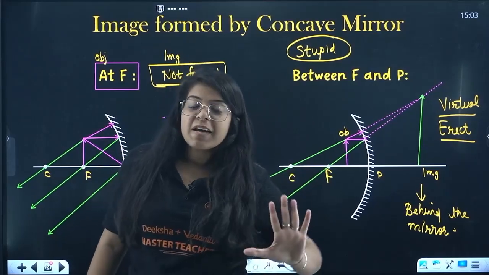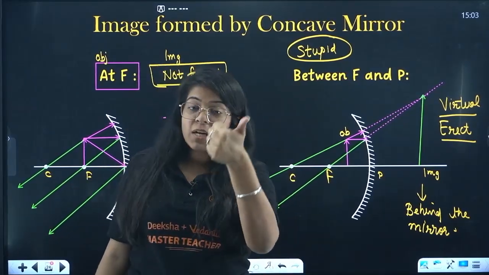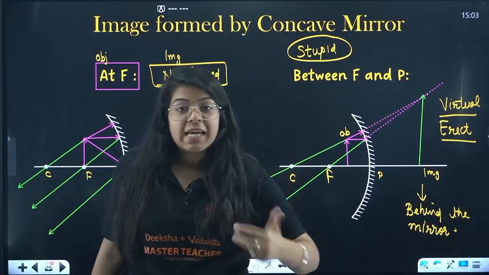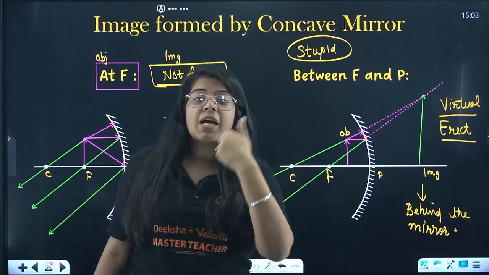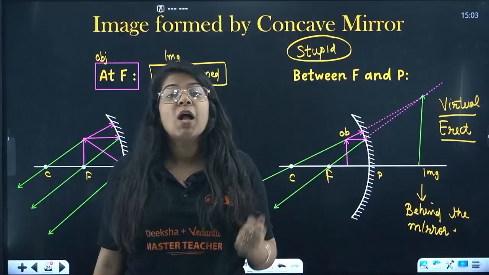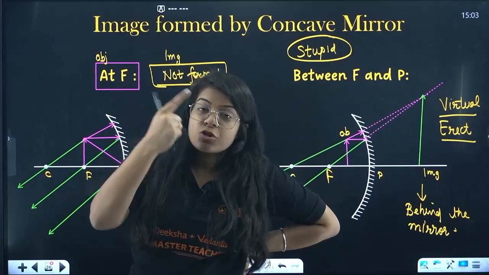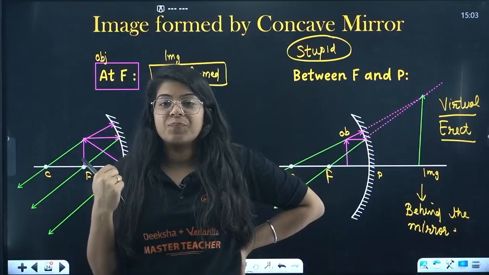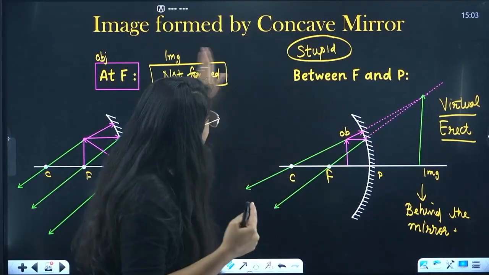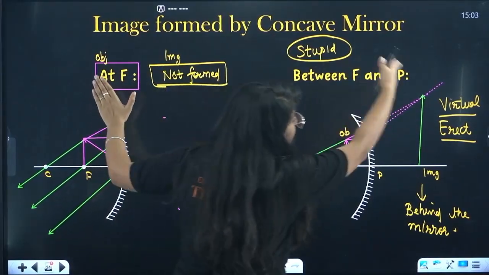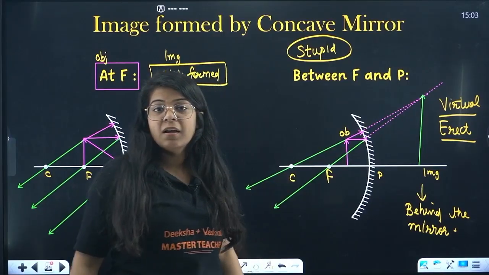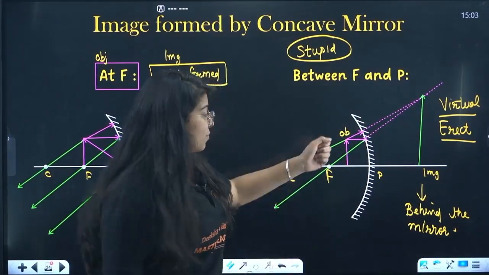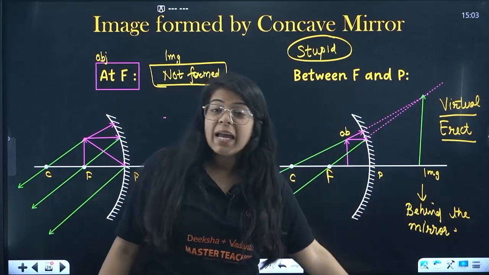In the first 5 cases, all the images are inverted. All the images are real. There we have different sizes of image: small, same size, greater size, right? But in the 6th case, that is your stupid case, we don't have the real image. We have a virtual image. Image is not formed on the left side of the mirror. It is formed on the right side of the mirror. And this image is hence formed behind the mirror.